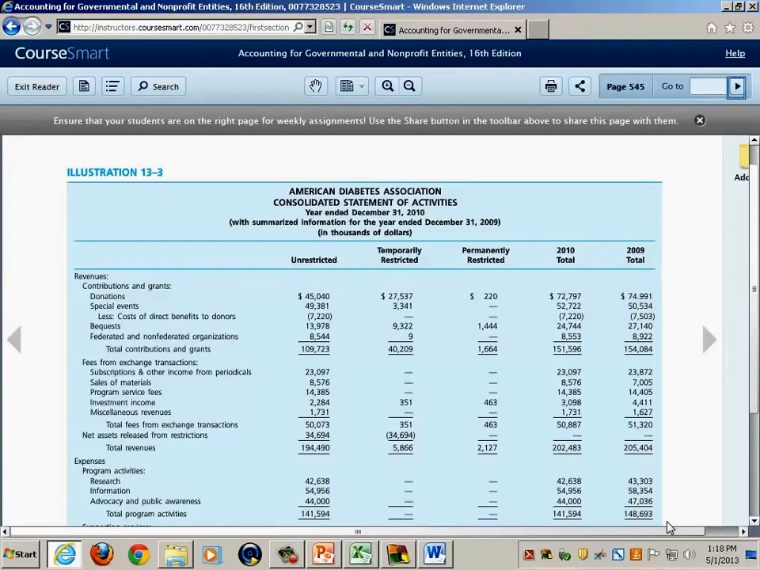And look at how the statement is organized. This is easy on the left. You see the revenues minus the expense. But look at how we keep track. It's like three different funds, right? This is very much like fund accounting. You see unrestricted, you see temporarily restricted, and you see permanently restricted on a comparative basis.